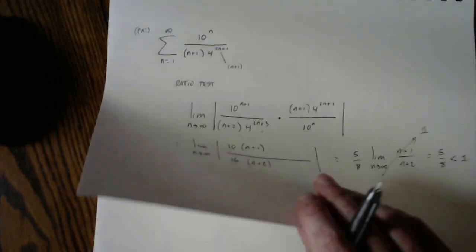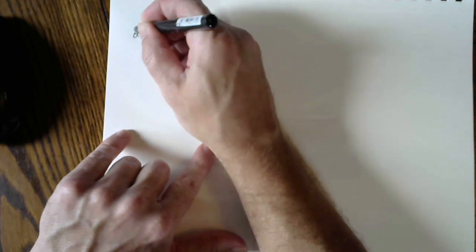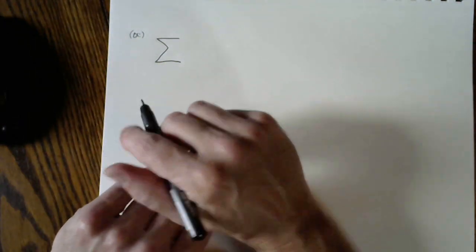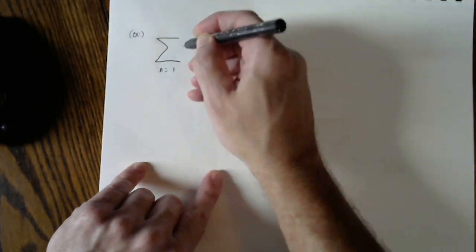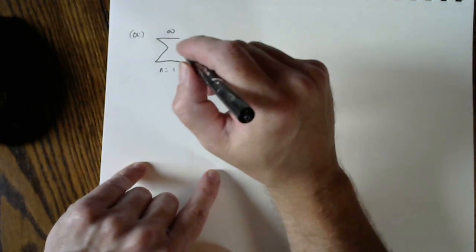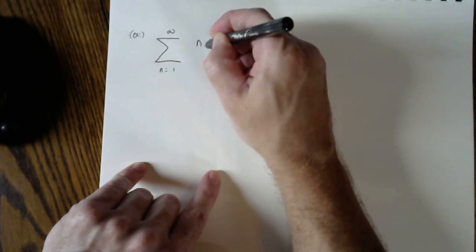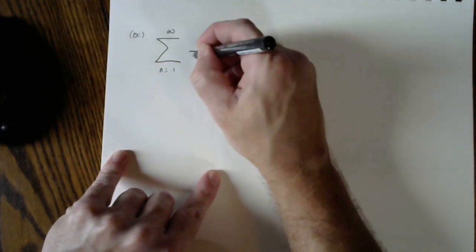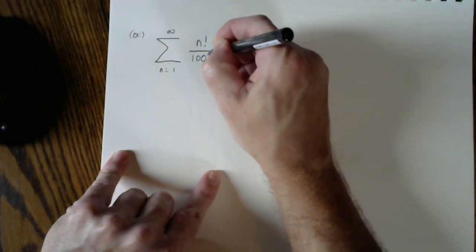Okay, what else? There's another item to address. Let's try this one. Does the series converge? Does it diverge? The sum from n equals 1 to infinity of n factorial, this exclamation point, over 100 to the n.